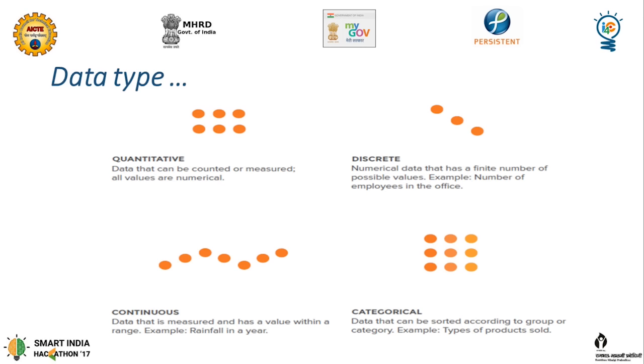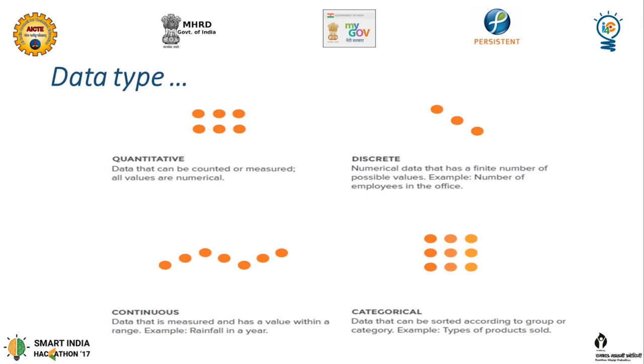Now we have the continuous pattern: data that is measured and has a value within a range. For example, rainfall in a year. So it's time series data, isn't it? For every day, what was the rain? Temperature for a particular city is continuous information, isn't it? So that is an example, and when you come across anything and you are trying to solve a problem, you should find out which type of pattern it is.